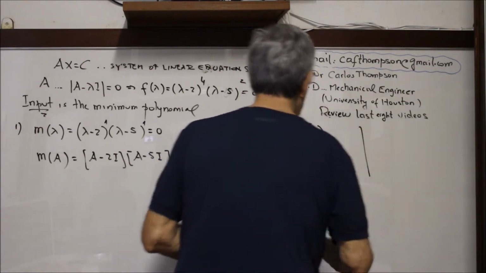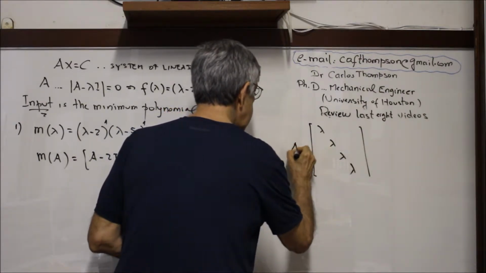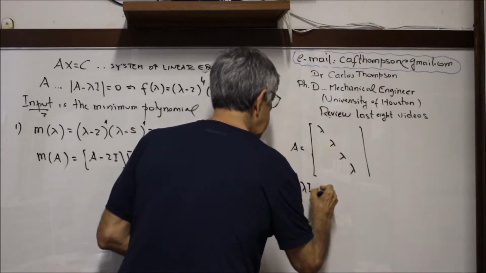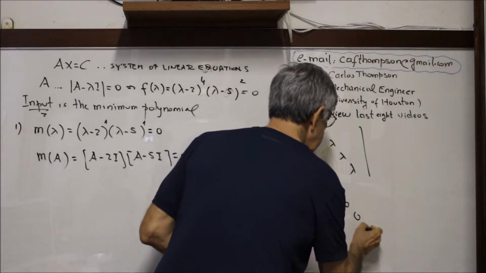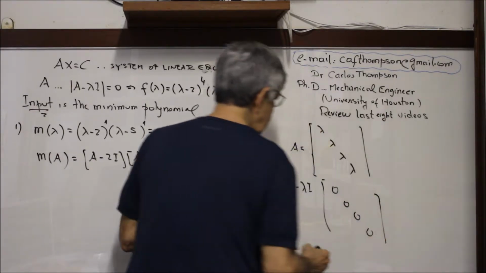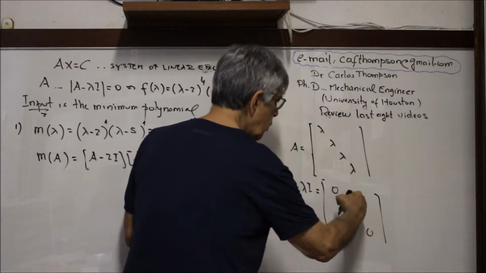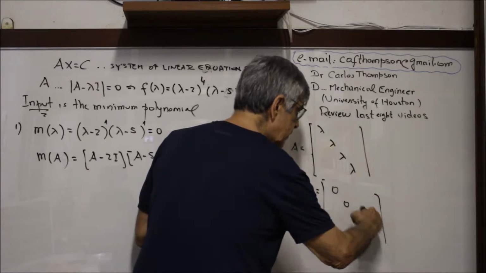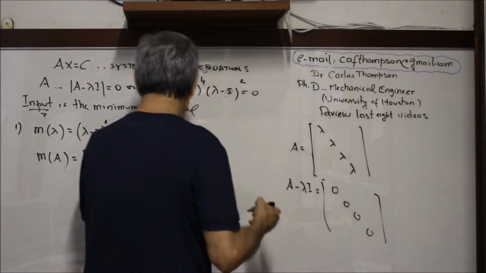Okay, now, this is A, okay? Now, A is equal to this. Let's put A minus lambda I. This will be 0, 0, 0, 0. You see, there are no ones over here. So there are no eigenvectors here. There is no generalized eigenvector here because A minus lambda I is equal to 0.